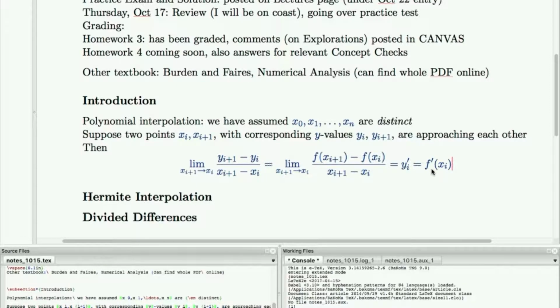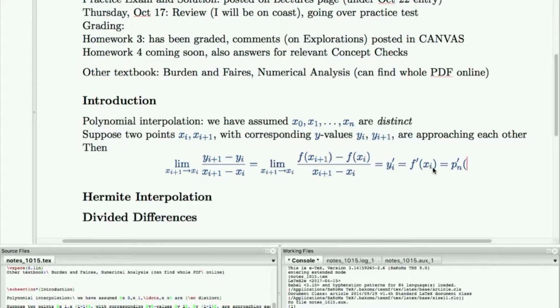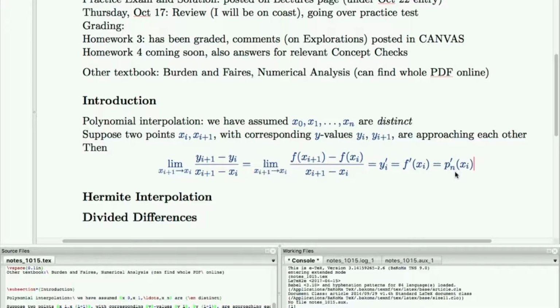So what's happening is these are values from your polynomial also. Your polynomial is agreeing with f at these two distinct points. So what is the result of this is that your polynomial derivative also matches the derivative of f. So far we've only talked about your polynomial matching values of f when the points are distinct. But as points coalesce toward each other, you have the polynomial not only matching f, but the derivative of your polynomial is matching f prime.